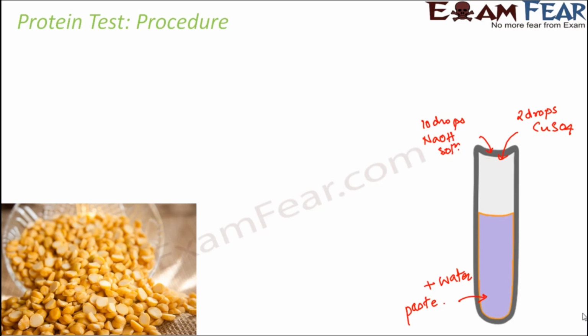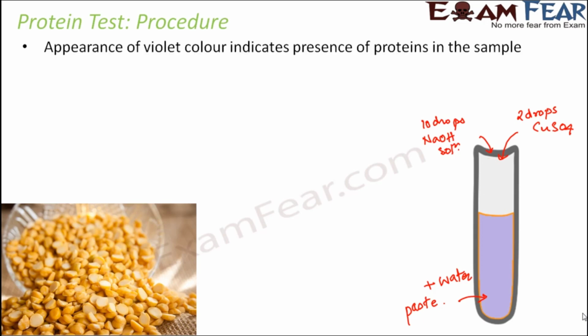So leave it for some time, and then what you observe is a change in color, as you can see here. A violet color appears. And this appearance of violet color indicates the presence of proteins. Now, if the violet color doesn't appear, that means protein is not present in the sample. But in this case, pulses are a very rich source of proteins, so obviously, violet color appeared. So this is how you can test.